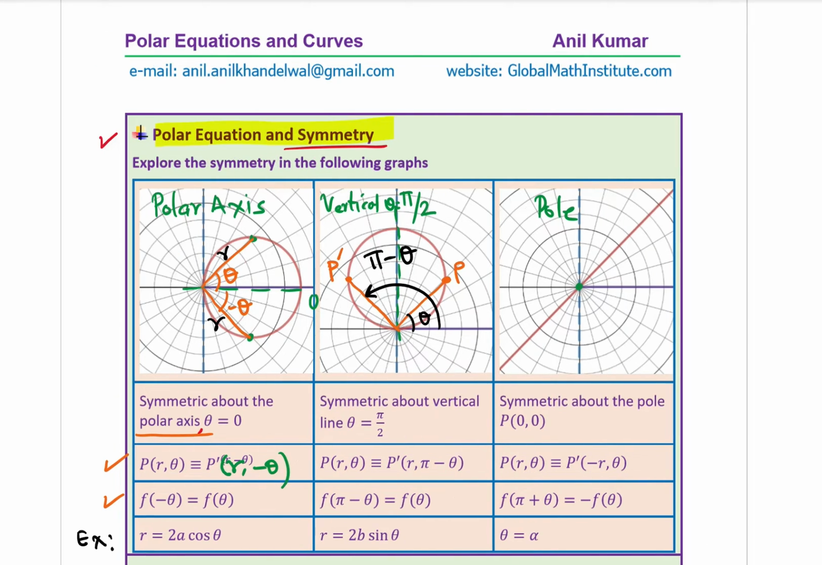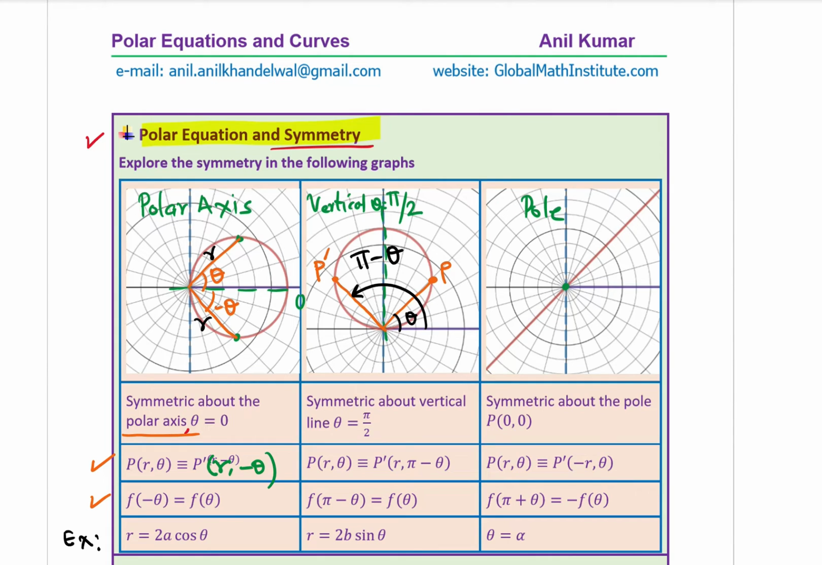If that is the case, we have the same r value. Do you see that? We have the same r value. In that case, we have symmetry about the vertical line theta equals pi by 2. You can always test this with the function f of pi minus theta equals f of theta. Perfect. Now, an example is what we just did: r equals 2b sine theta.